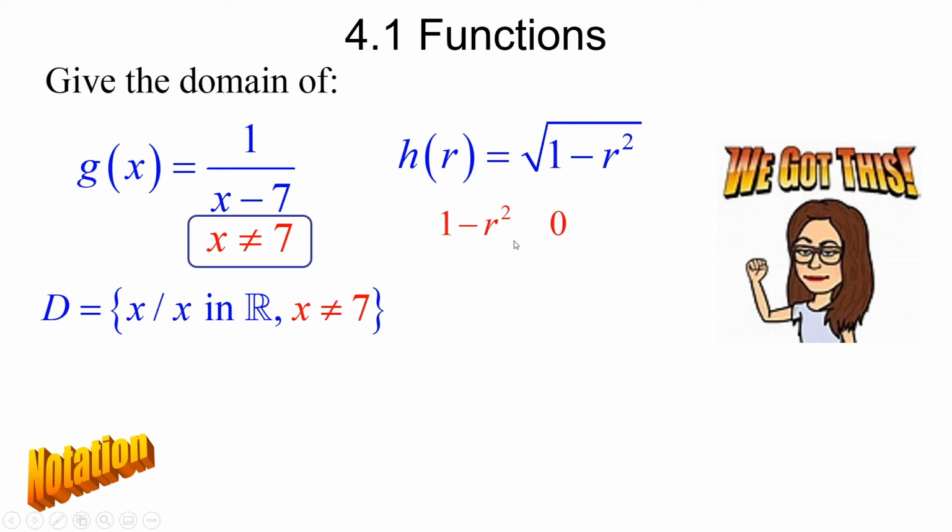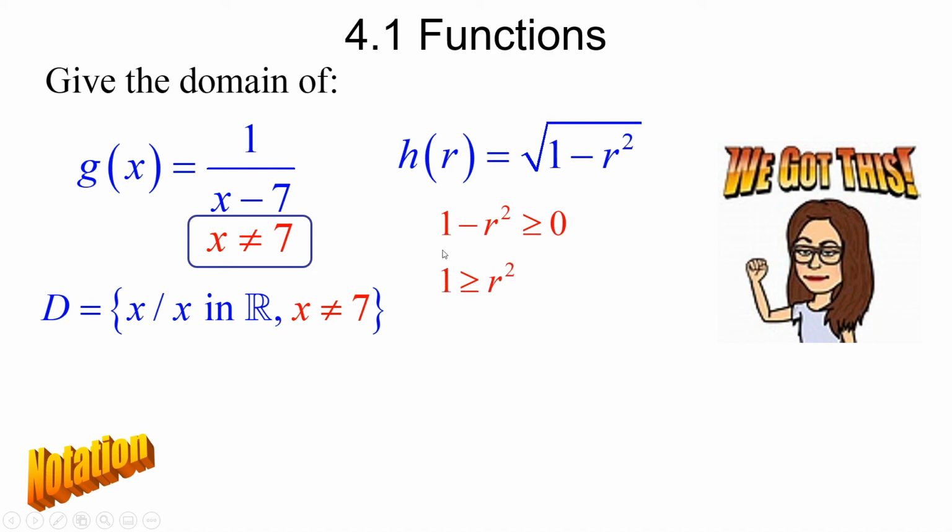1 minus r squared is greater than or equal to 0. If 1 minus r squared were less than 0, we would have imaginary or complex numbers. So let's solve this. Add r squared to both sides. So 1 is greater than or equal to r squared.